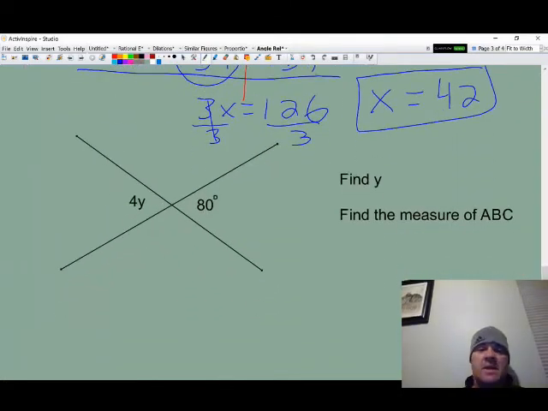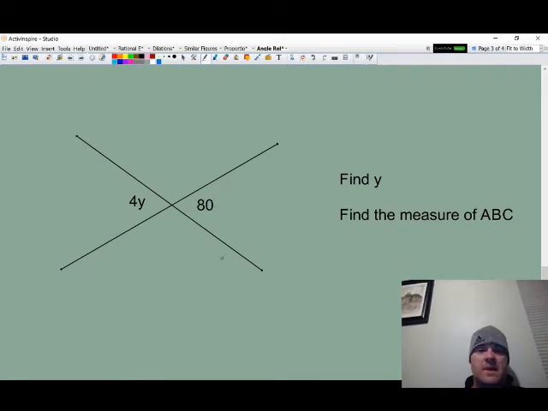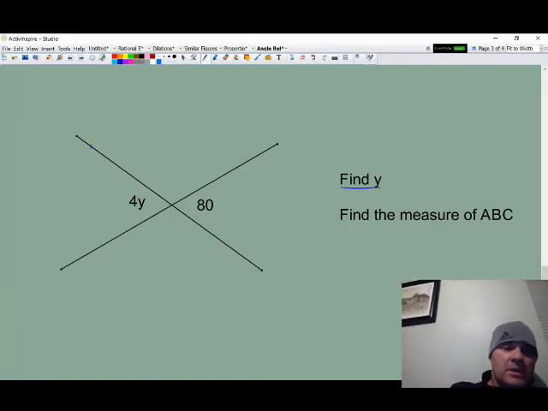All right, last but not least, I'm going to get rid of these. Okay, we have to find y in this situation. I've got 2 lines that are crossing, and I also want to find the measure of ABC. Oh, you know what? I didn't even put these on there. Let me go ahead and put a little dot right there, and we're going to call that A.